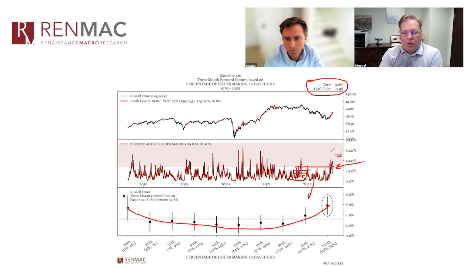So as an example, in this top decile, you can see that the S&P forward returns, after we get the percentage of issues making 20-day highs that's above 27%, actually tend to be significant and meaningful. This is the average return over that same 3-month period for the Russell. And then when I'm in that top decile, you can see that I'm substantially better than that.